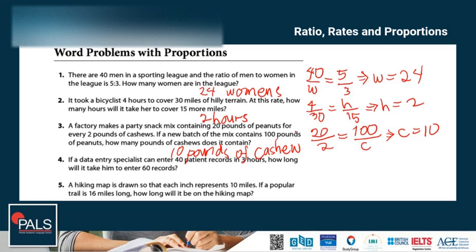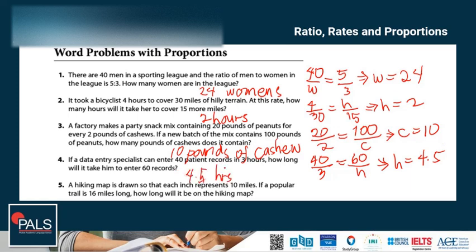Number 4, 40 is to 3 is equal to 60 is to h. h is equal to 4.5. So it means it will take 4.5 hours to enter 60 records.